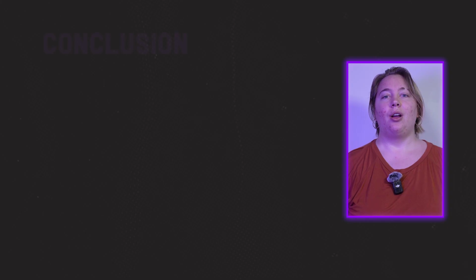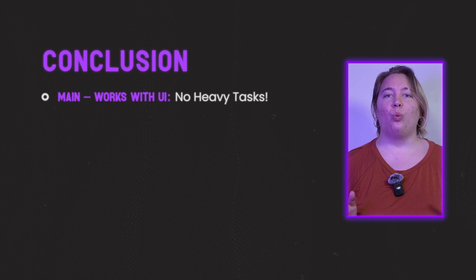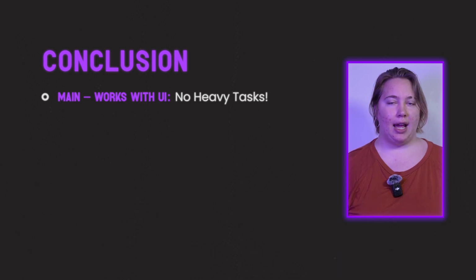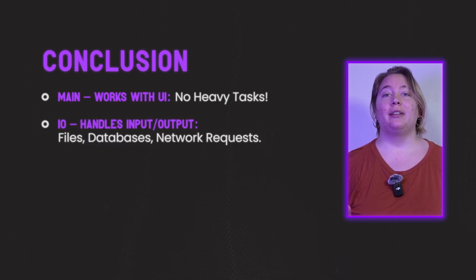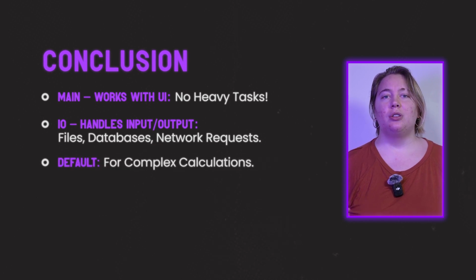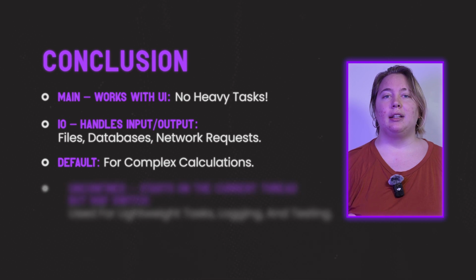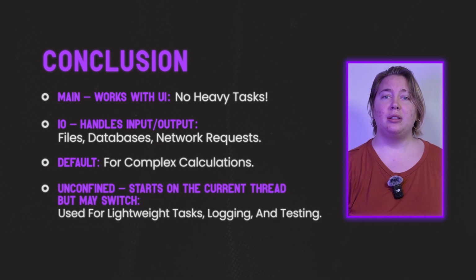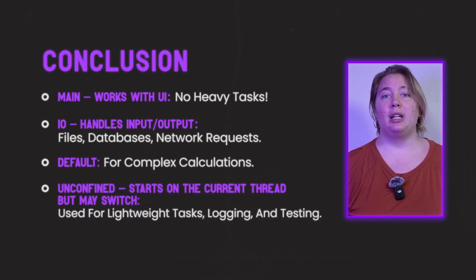Okay, summary. Main works with UI, not heavy tasks. Input-output handles files, database, network requests. Default is for complex calculations. Unconfined starts on the current thread but may switch, used for lightweight tasks, logging, and testing. Now you know how to choose the right dispatcher to keep your app running fast and smooth.